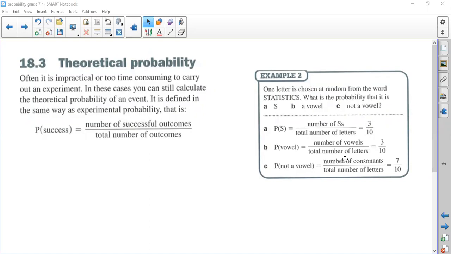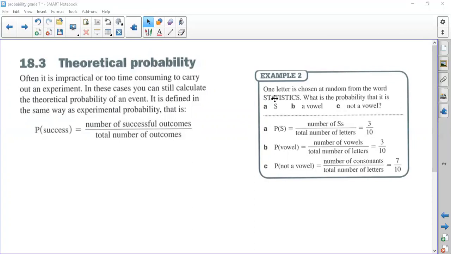Well, we said that the probability of an event to happen is the number of successful outcomes over the total number of outcomes. Let's see one example. One letter is chosen at random from the word statistics. What is the probability that it is S? So we have to find the total number of outcomes. The word statistics has how many letters? It has 10 letters.